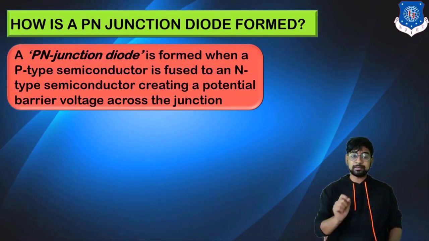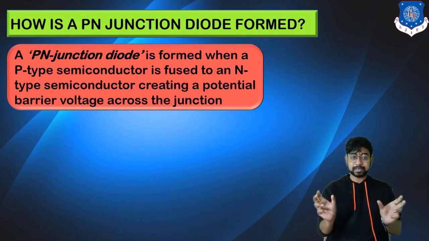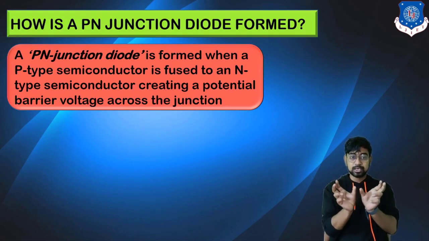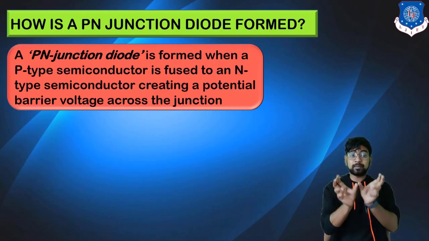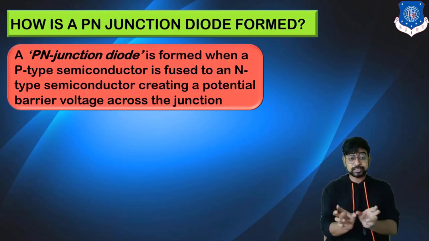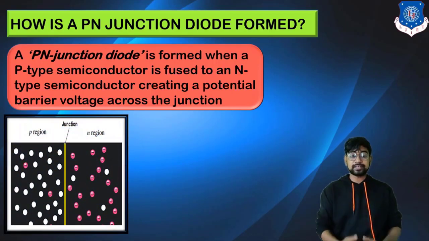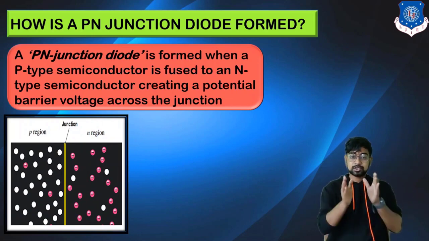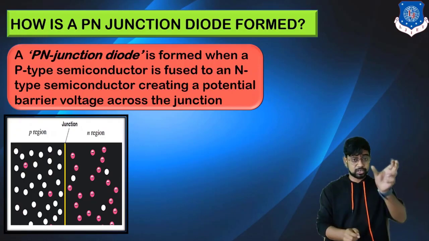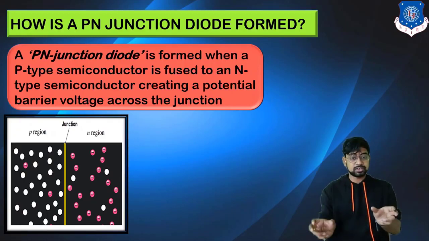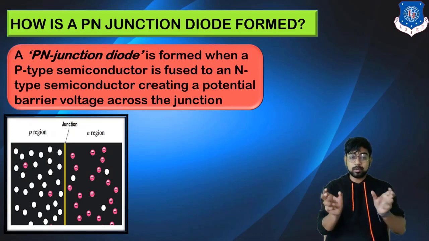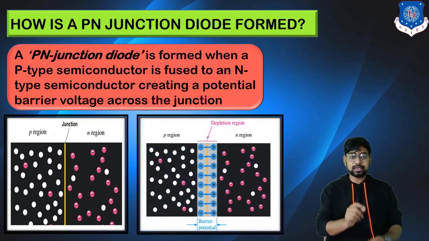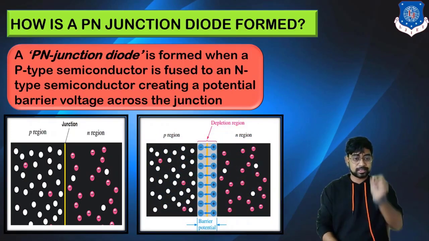So basically, how is a PN junction diode formed? As I was saying, it is formed when a p-type semiconductor and an n-type semiconductor are fused together, creating a potential barrier voltage across the junction. Now, how is it happening? You can see that we have a p region and an n region. In the p region you have the majority of the holes, and in the n region you have the majority of the electrons. Now, what is happening? You can see that a thin line, a junction, is created, that yellow line.